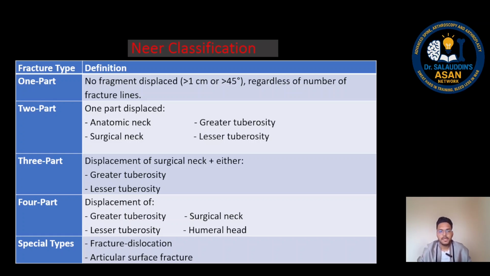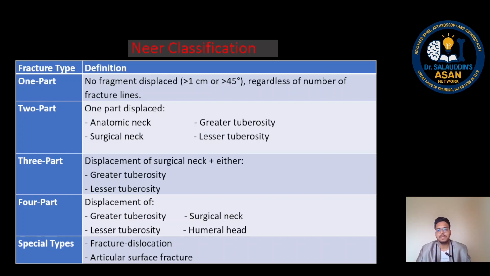So 1 part is simply an undisplaced fracture. There is no displacement and no angulation regardless of the fracture lines. There may be any number of fracture lines, but if there is no displacement and angulation, you still call it a 1 part fracture. If you want to call it a 2 part fracture, there should be a fracture line and the fracture should be displaced more than 1 centimeter, either at the anatomical neck or the surgical neck, or the tuberosity should be fractured and displaced more than 1 centimeter.